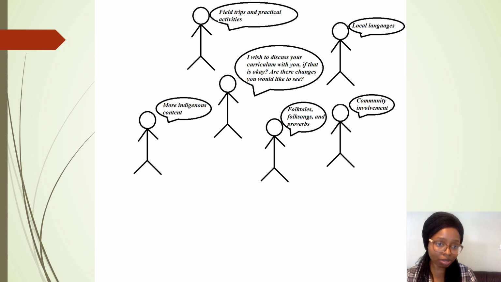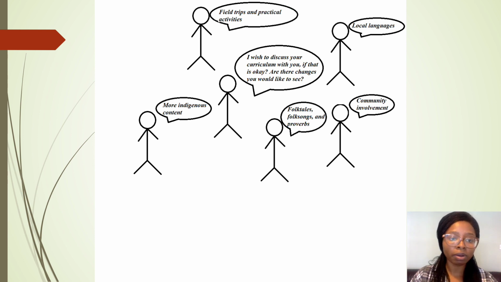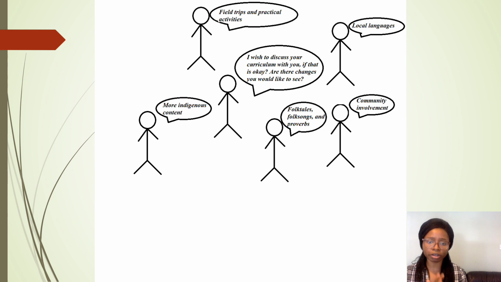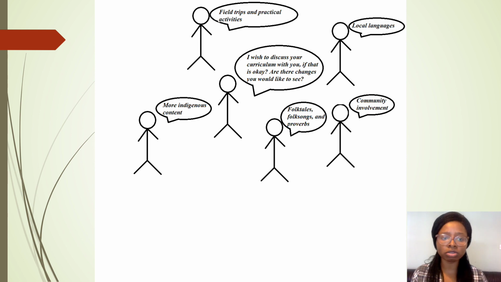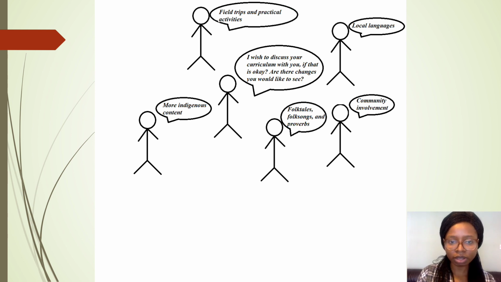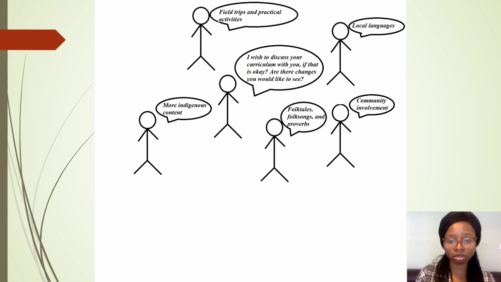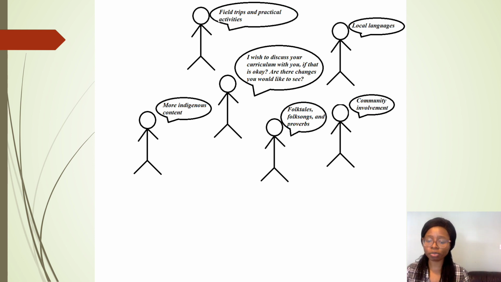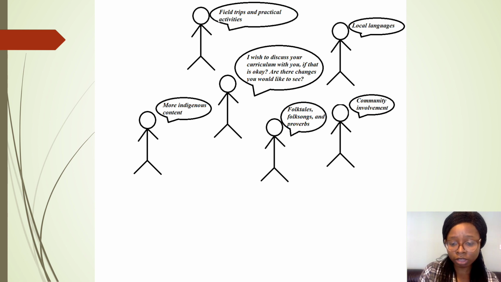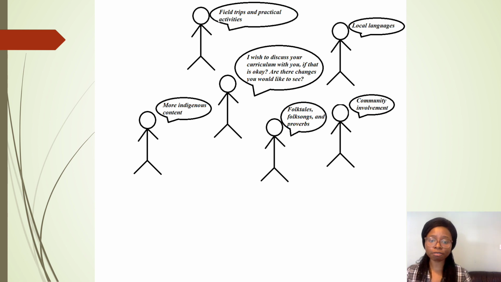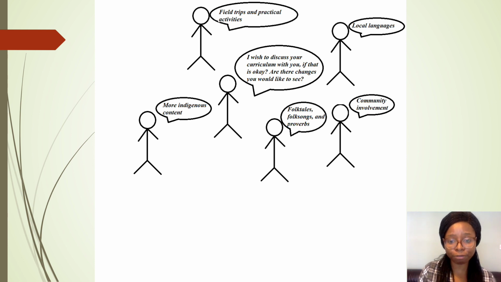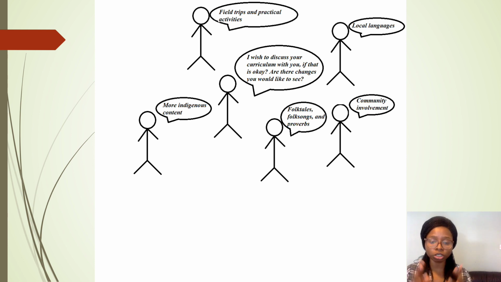Like in this example, which happened in a study I carried out in Nigeria, the teachers were very forthcoming with lots of changes they wanted to see, which included more indigenous content, local languages, field trips, and all of that. So the rationale behind this strategy, as the studies have found, is that people are more likely to be involved in implementing the solution to a problem if they have been involved in defining that problem and generating the solution.